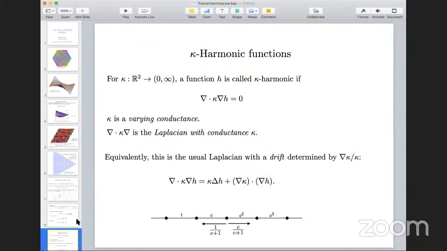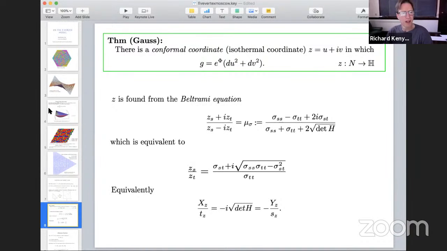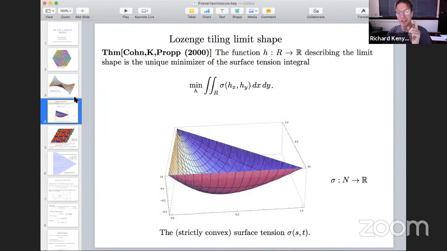Sorry, but the limit shape equation doesn't have a unique solution. There's a family of solutions of it. And where is this family lying in this problem? Oh, yes, okay. If you permit me to go back now, let's go back to the lozenge tiling limit shape. The theorem is the following. We take any domain in the plane R, which might be the hexagon, it might be some more complicated domain. And on that boundary, the statement is not complete.